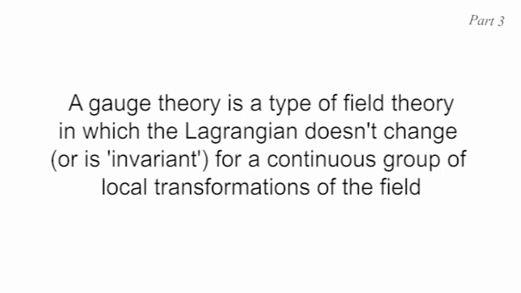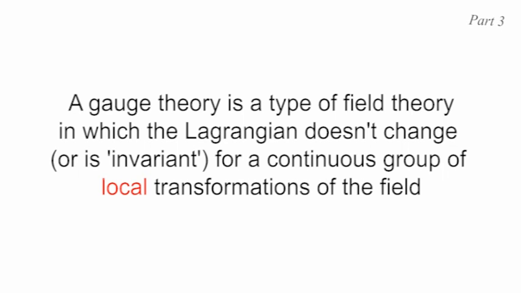I don't know whether you noticed that I introduced the word local into that last statement. I said, a gauge theory is a type of field theory in which the Lagrangian doesn't change or is invariant for a continuous group of local transformations.